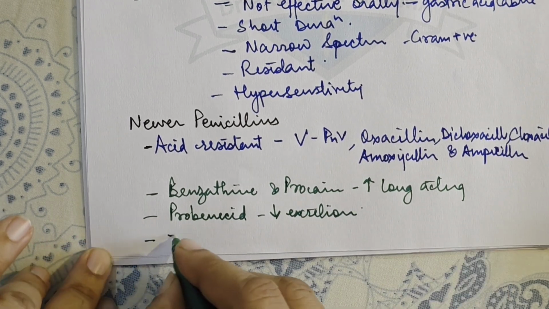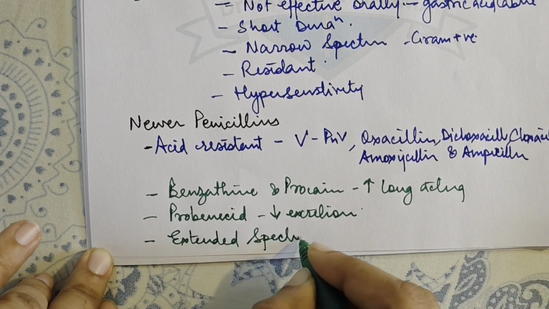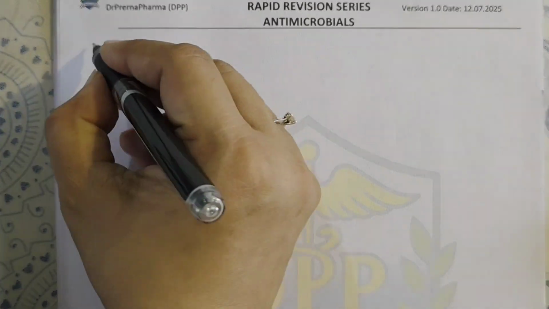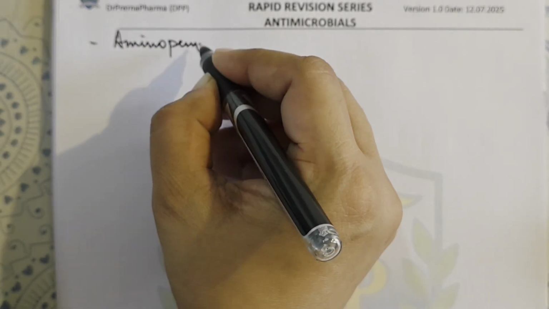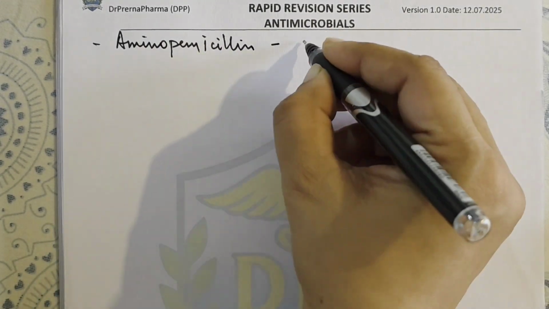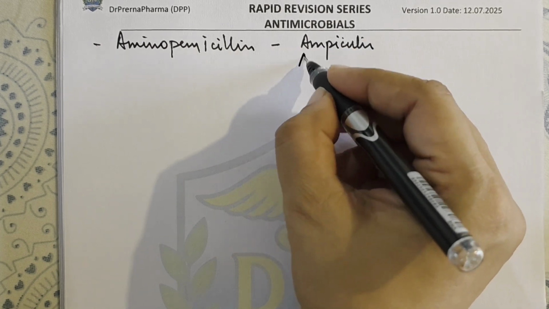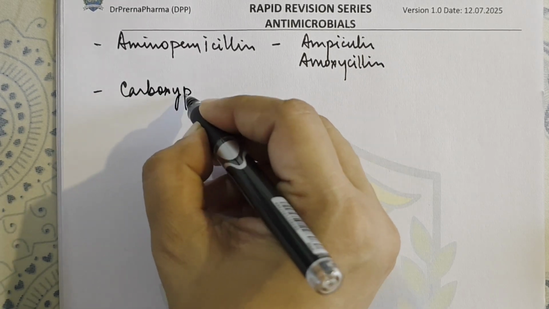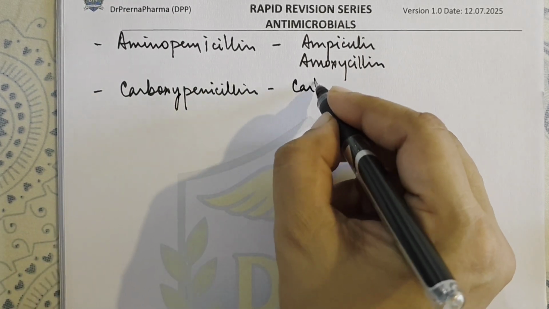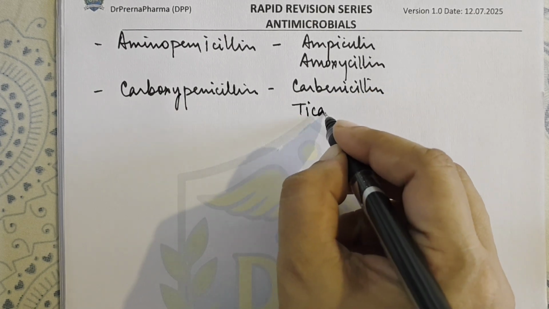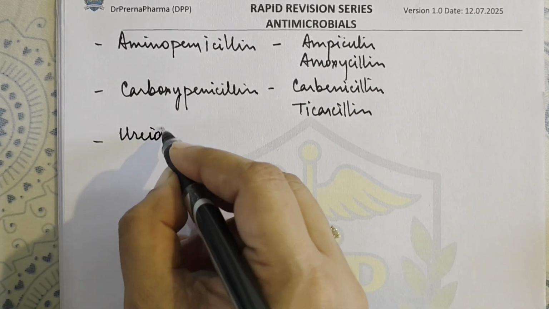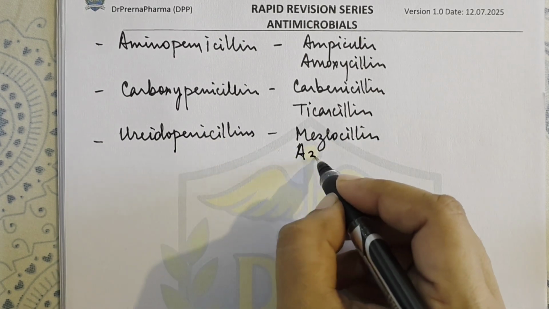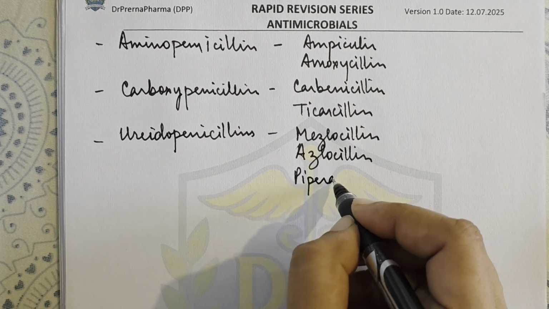After that, extended spectrum penicillins were made. In extended spectrum penicillins, let's see it on the other page. We have aminopenicillins, in which the drugs that come are ampicillin and amoxicillin. Then we have carboxypenicillins, in which we have carbenicillin and ticarcillin. Then ureidopenicillins, in which we have mezlocillin, azlocillin, and piperacillin.